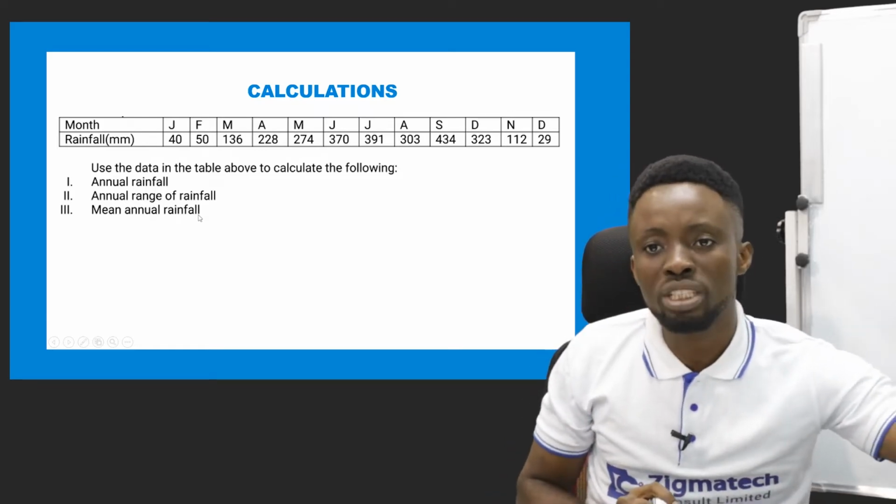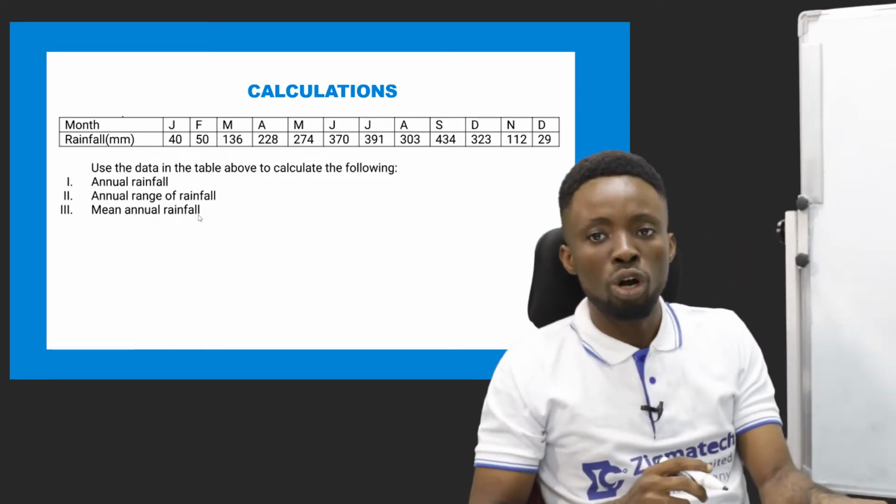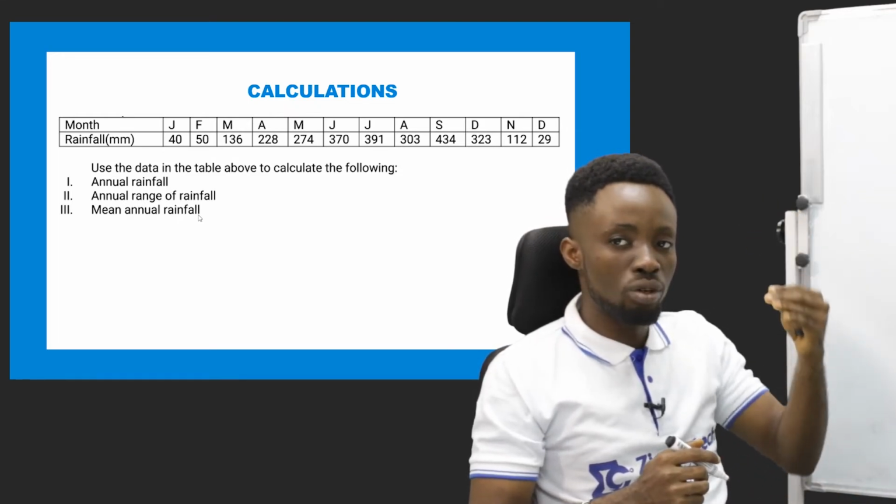Like I said, to get the annual rainfall, what do we do? We add the value of what?